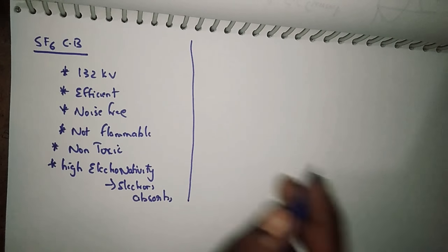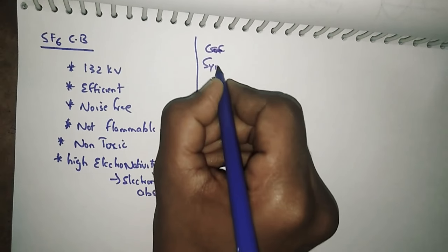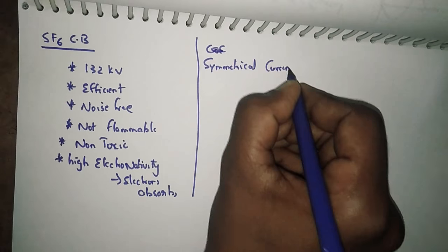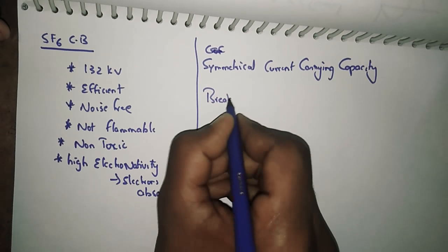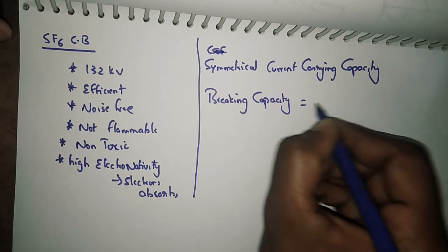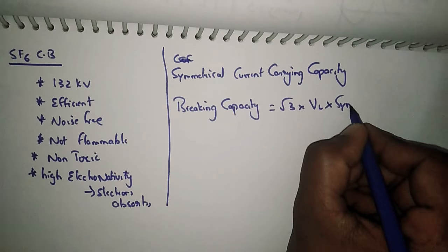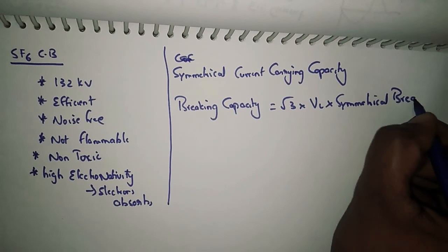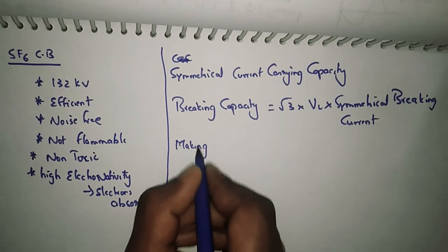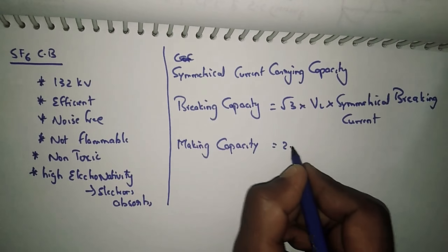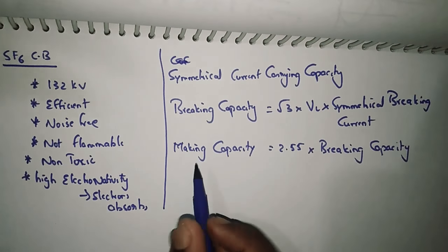So circuit breakers are designed on the basis of current carrying, symmetrical current carrying capacity. This is nothing but breaking capacity. See, we have a formula for breaking capacity, that is nothing but root 3 into VL into symmetrical breaking current, where VL is line voltage. Whereas for making capacity, it is 2.55 times the breaking capacity. So we must be aware of breaking capacity and making capacity.